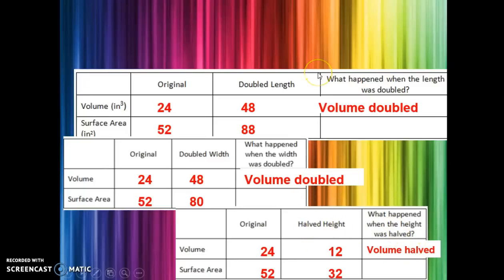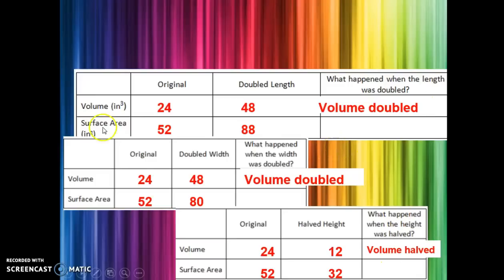It changes, we're going to call that the scale factor. So it changes by the same scale factor. So for example, if we were to triple our length, instead of this saying volume doubled, it would say volume tripled. But for now, we've got volume doubled, and then volume halved.